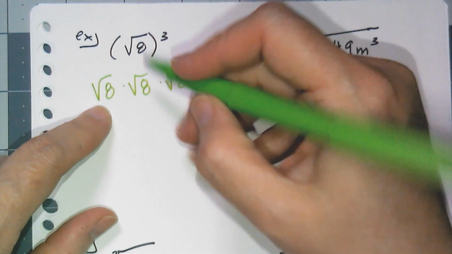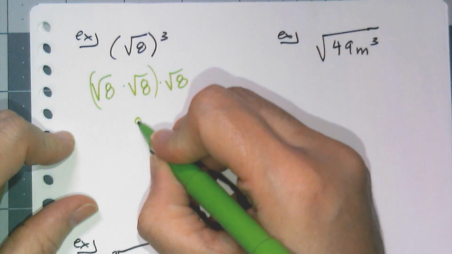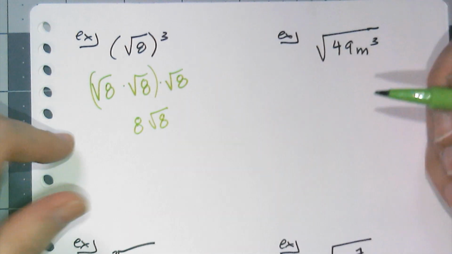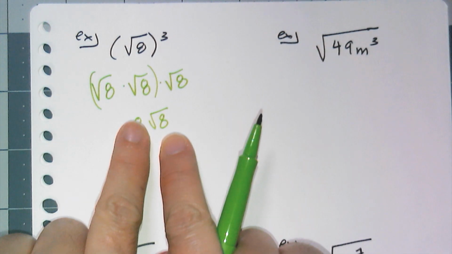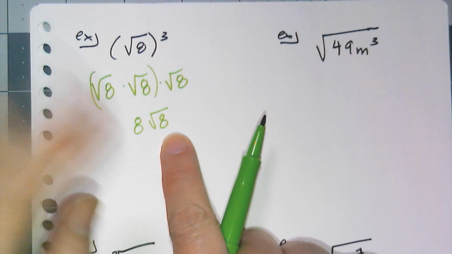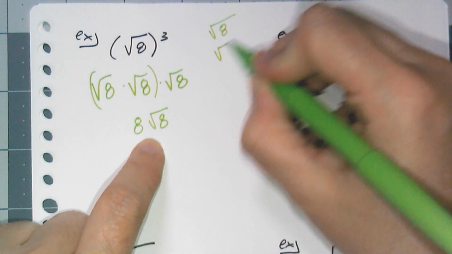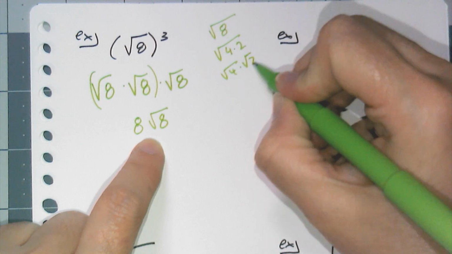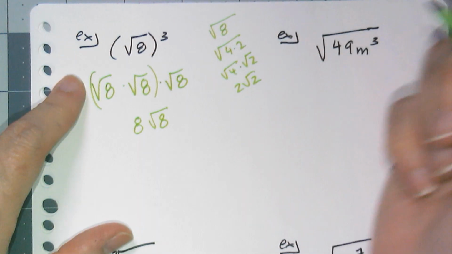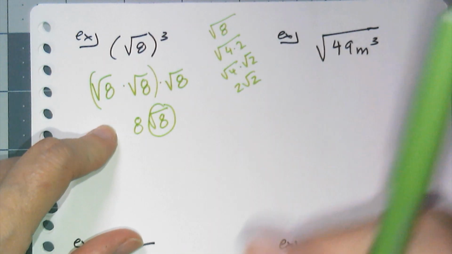Root 8 times root 8, that's just 8. And so then I have 8 root 8. And you think you're done. Not really, because root 8 is one of the big 3 that show up all of the time. When you simplify it, it's the same thing as the square root of 4 times 2, or 2 root 2. So then I'm going to replace this root 8 with 2 root 2.